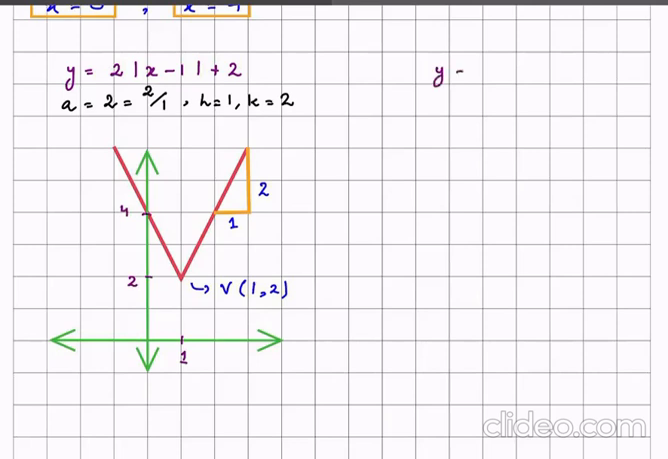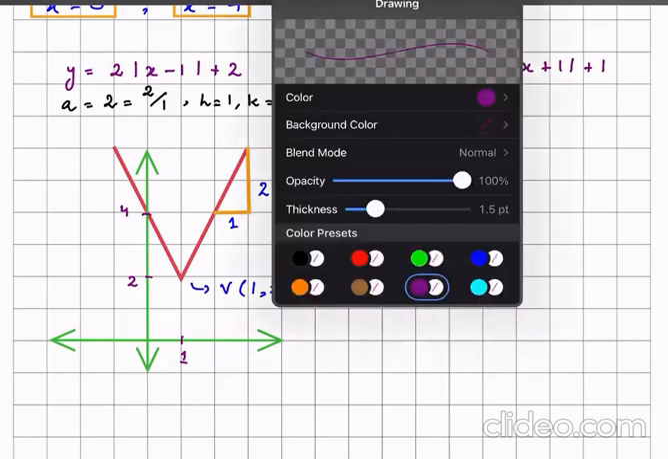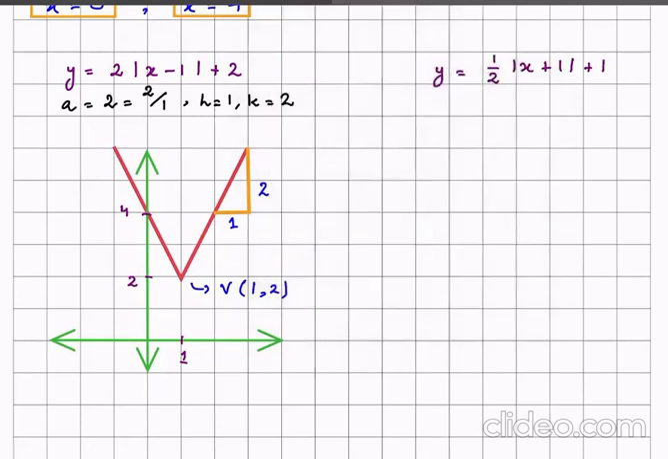So let's say we are having another question. 1 upon 2 x plus 1 plus 1. So A is basically 1 upon 2 here. So rise is 1, run is 2. So H is minus 1 and K is 1.